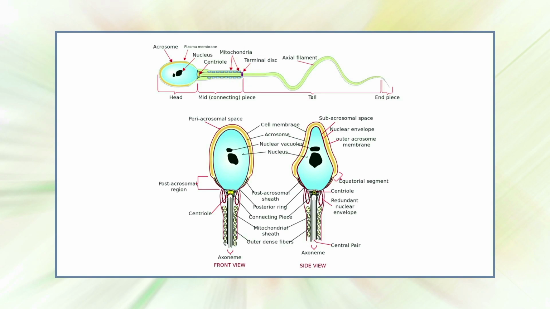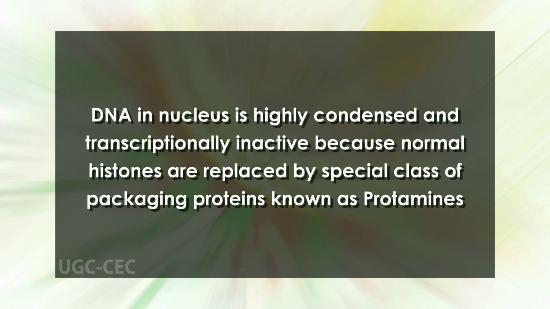The male gamete is a small cell with greatly reduced cytoplasm and a haploid nucleus. Sperm usually has two distinct regions enclosed by plasma membrane, head and tail. The head contains the nucleus and acrosomal vesicle. The DNA in the nucleus is highly condensed and transcriptionally inactive because the normal histones are replaced by a special class of packaging proteins known as protamines.